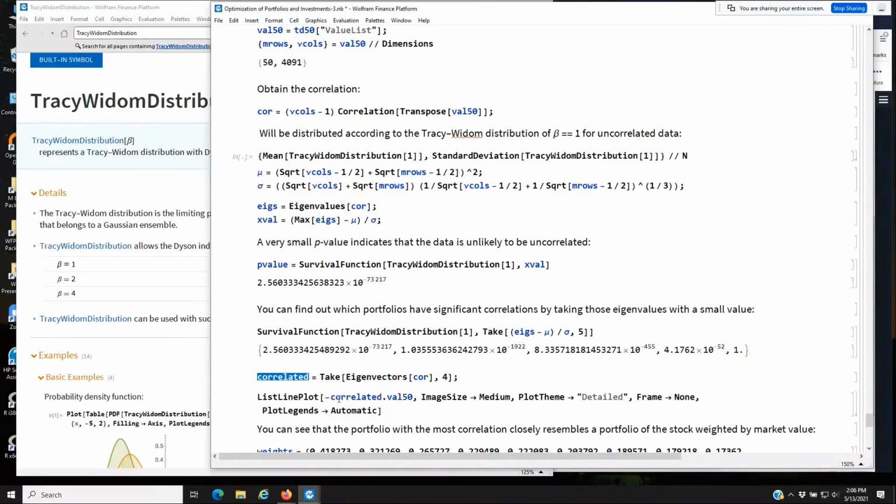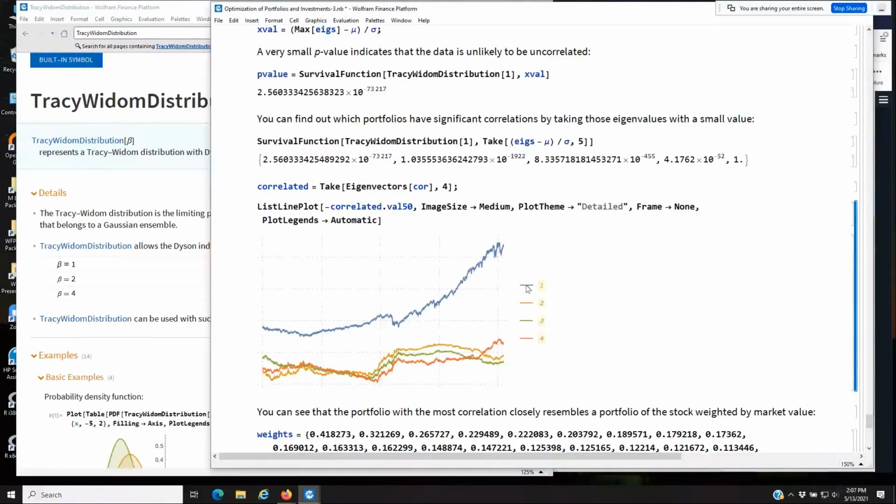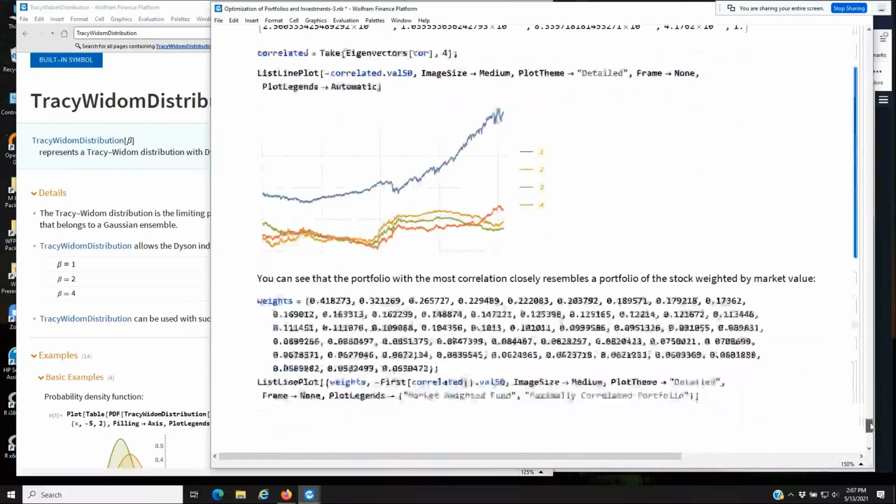All right, now I take the dot product of those with the values for the 50. This is a matrix, this is a vector. So I'm getting basically 4 vectors here. This will correspond to 4 portfolios. And if we go in and look at this, which is the first one, so we're going to look at this.